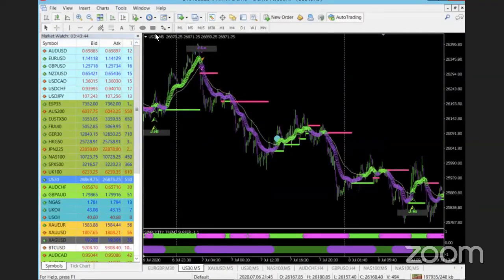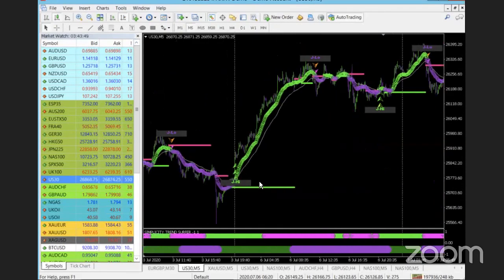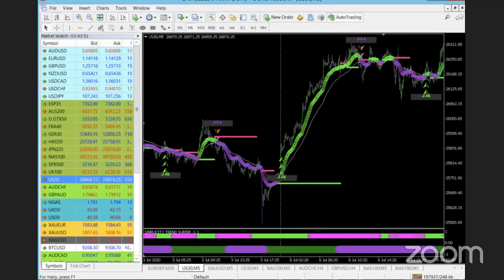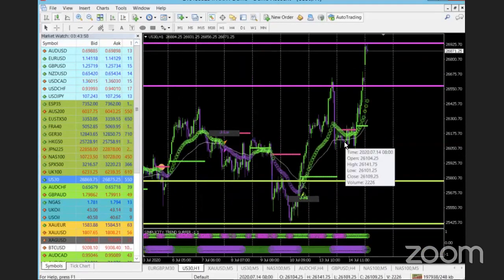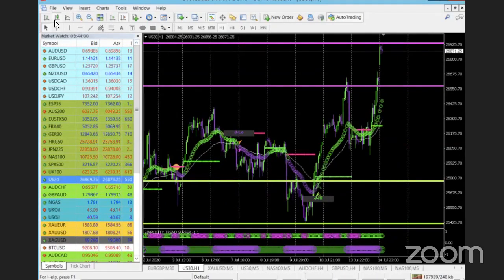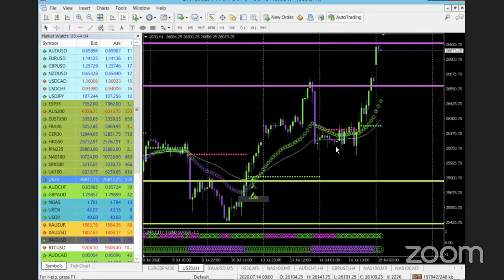But this is what it looks like on US 30, 5-minute time frame. What time frame do you trade this pair on? The 1 hour. That's not scalping. Yeah, I know. No, I didn't say I was gonna scalp it. Okay, just making sure.